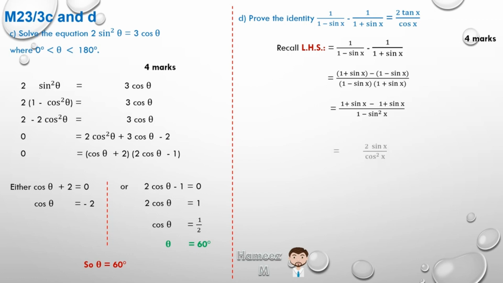So the top works out to be 1 minus 1 is 0, so plus sine x is 2 sine x over 1 minus sine squared x, which is cos squared x. So we can break that up. It'll give us 2 sin x over cos x times 1 over cos x, because the numerator still works out to be 2 sin x and the denominator still works out to be cos squared x. And 2 times sin x over cos x is 2 tan x all over cos x, which is equal to the right-hand side. So we can bring up a little square or write QED, quod erat demonstrandum, the Latin phrase, to show that we have proven the identity.